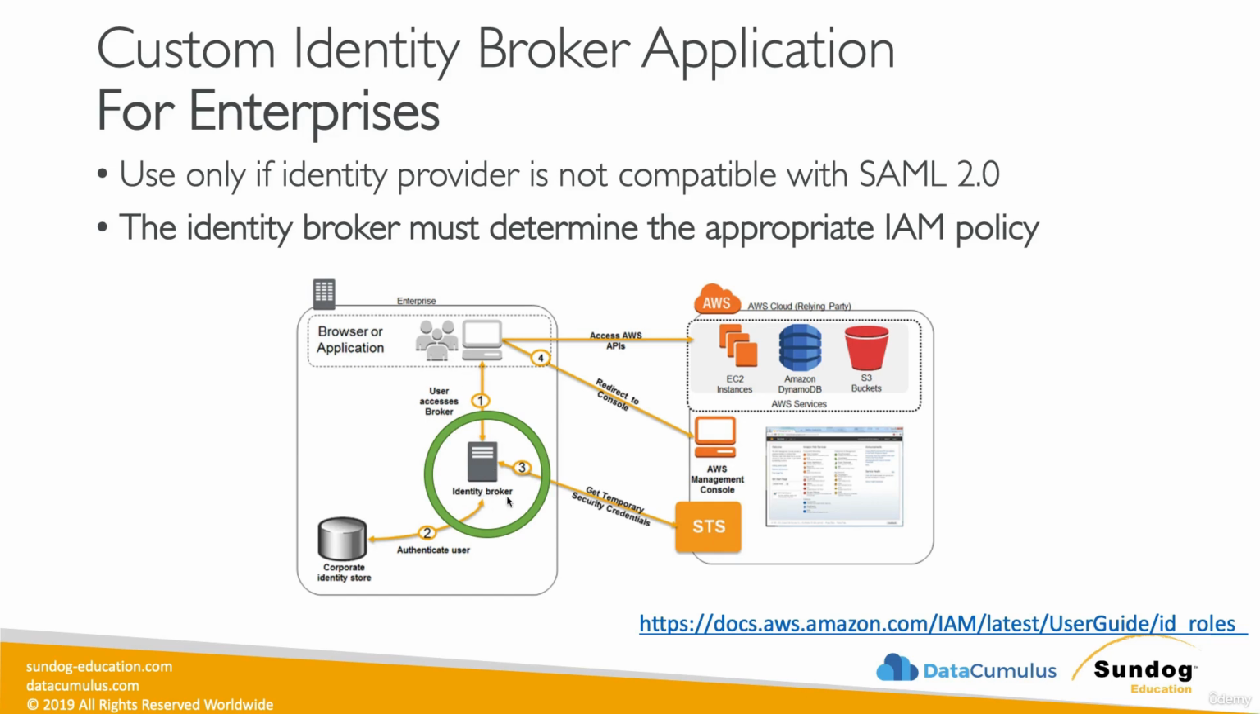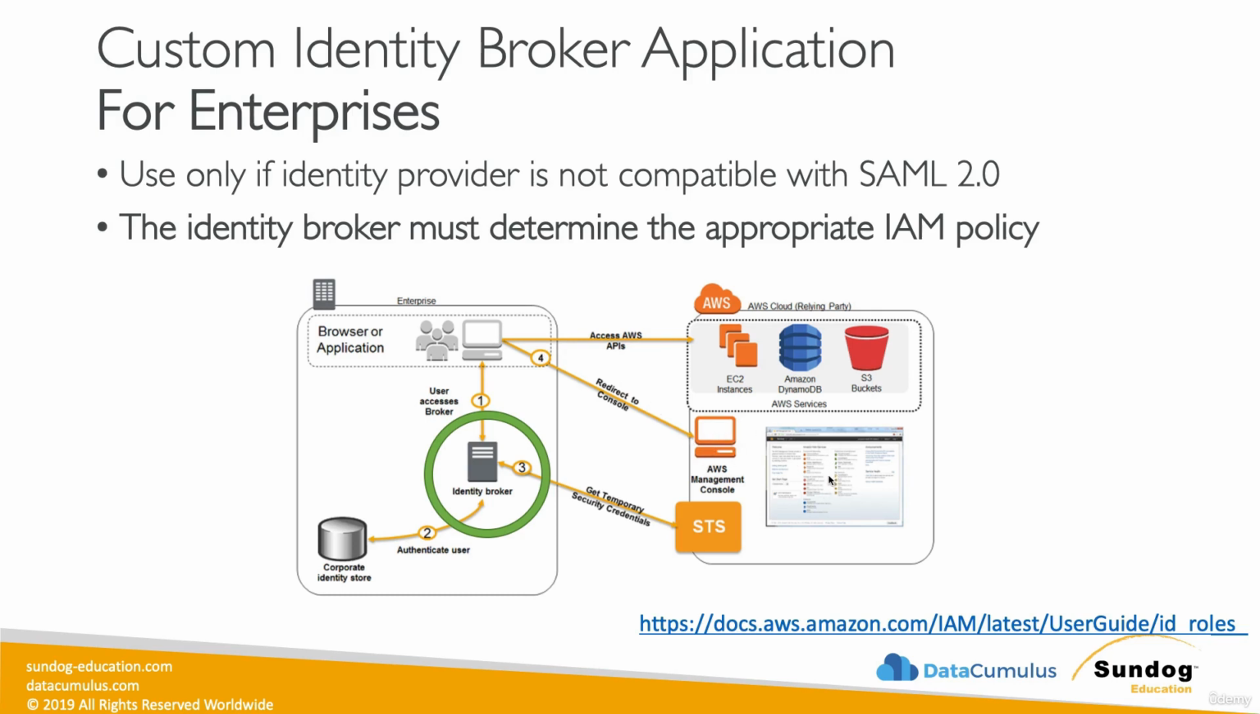So it's a bit more work to do, and that's why it's called custom identity broker application. So we have to create this. It goes to STS, makes a request for security credentials. The security credentials come back, they're given to our users, and then they can either access AWS with the APIs or get redirected to the AWS Management Console, and we can access AWS.